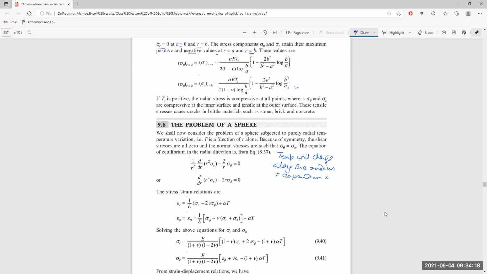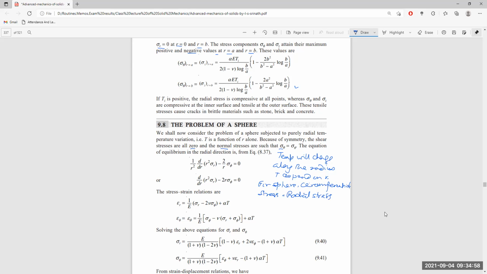Now, because of the symmetry, the shear stresses are all zero, and the normal stresses are such that sigma theta is equal to sigma phi. As it is a sphere, the circumferential stress is equal in both directions, for a sphere.